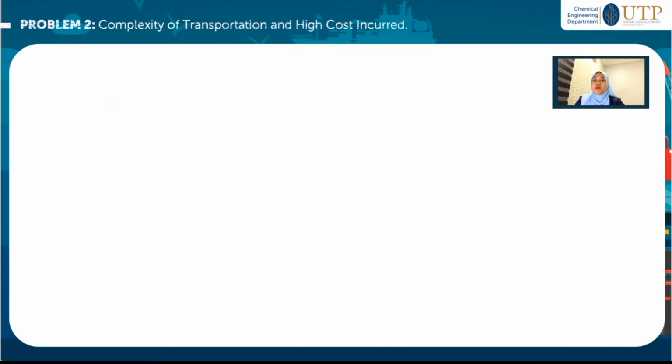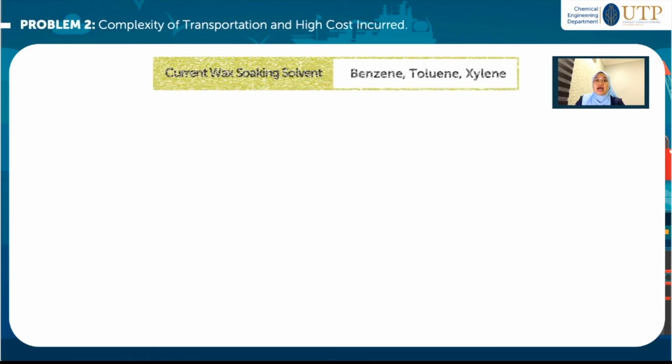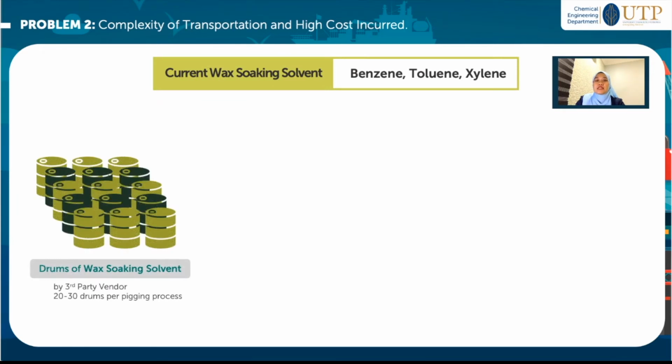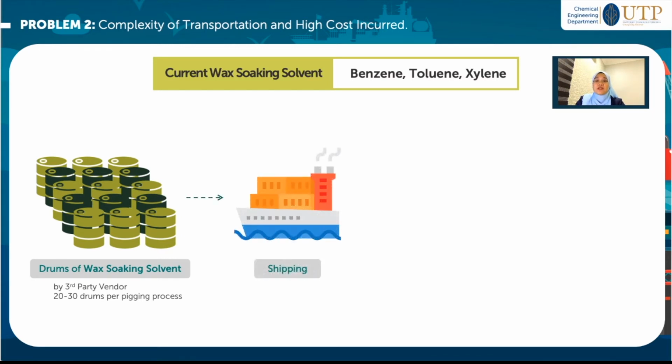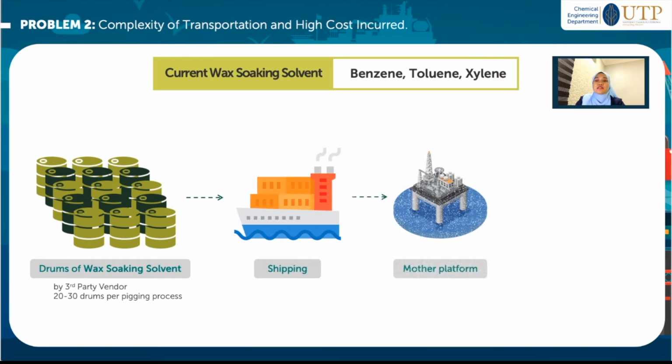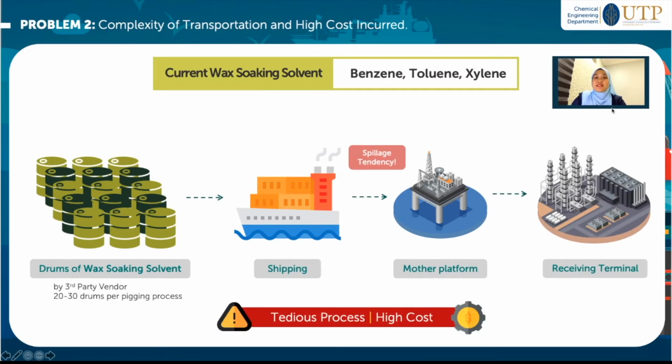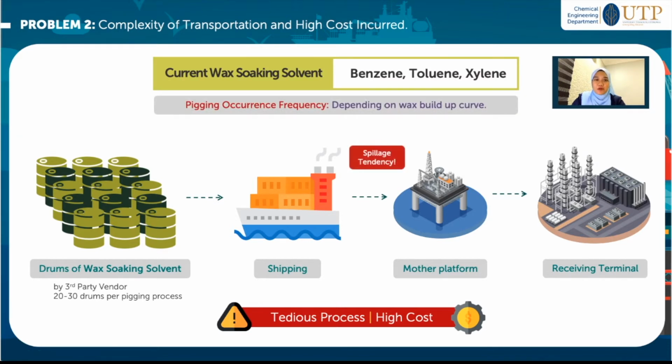The second problem arises from the complexity of transportation as well as the high cost incurred. 20 to 30 drums of wax soaking solvent provided by a third-party vendor are needed per pigging process. These drums will then be shipped to the mother platform before the solvents are used to soften the wax and ejected at the receiving terminal. This is definitely a very tedious process as the pigging occurrence frequency depends on the wax build-up curve.